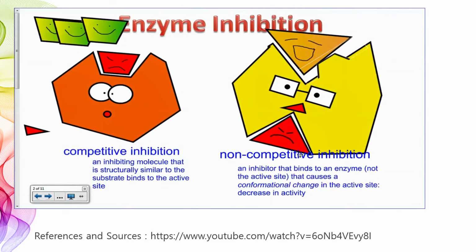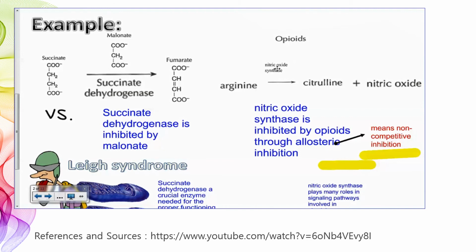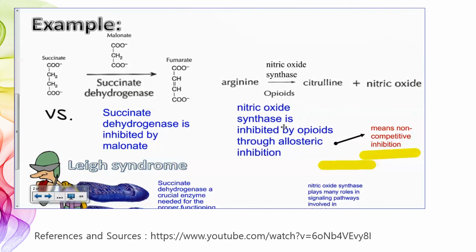Now for an example of non-competitive inhibition, this one's a little more obscure, but arginine gets converted to something called citrulline and nitric oxide. And this enzyme, nitric oxide synthase, can be non-competitively inhibited by opioids. The opioids can bind to the enzyme at a site that is not the active site, causing the enzyme to change shape, and the arginine is not going to be able to bind to the active site like it's supposed to, because the shape of the active site has changed.